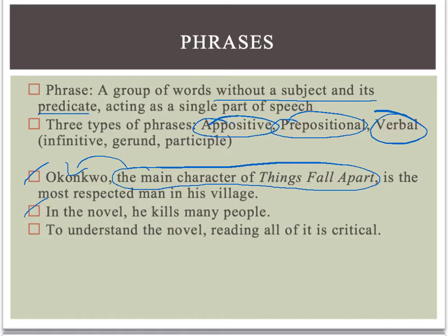Okay, a prepositional phrase includes a preposition and what we call the object of the preposition. Right, so in this example, in the novel, in is one of your prepositions. Right, and again, if you're having trouble with prepositions, I recommend you go back and rewatch that video. And the preposition is always going to be followed by an object, what we call the object of the preposition. In this case, it's the word novel. Right, remember that prepositions show relationships between nouns. In this case, he kills many people in the novel. Right, the word that in is connecting to the rest of the sentence is the word novel.